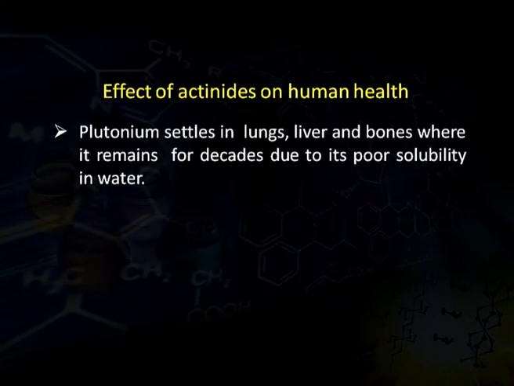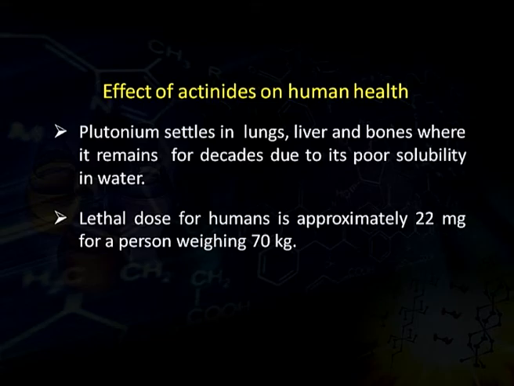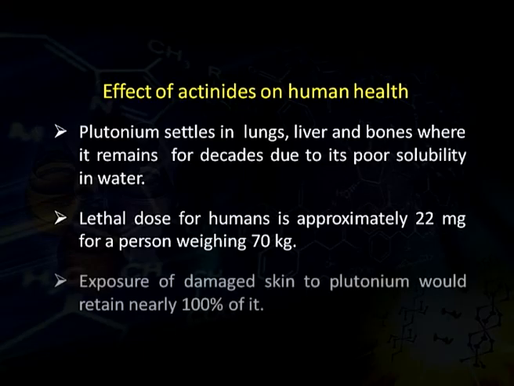Plutonium settles in lungs, liver and bones, where it remains for decades due to its poor solubility in water. The lethal dose for humans is approximately 22 milligrams for a person weighing 70 kilograms. Exposure of damaged skin to plutonium would retain nearly 100% of it, and it will gradually poison the body.